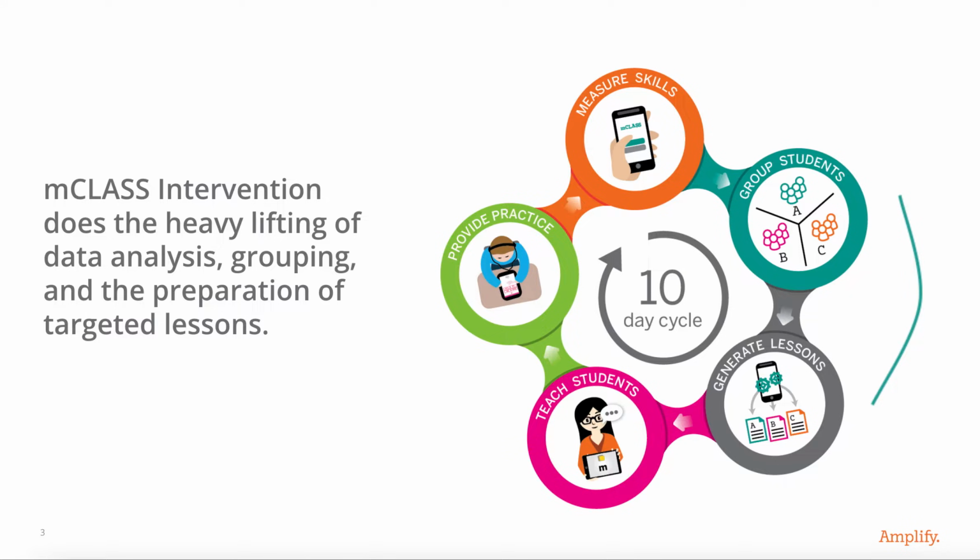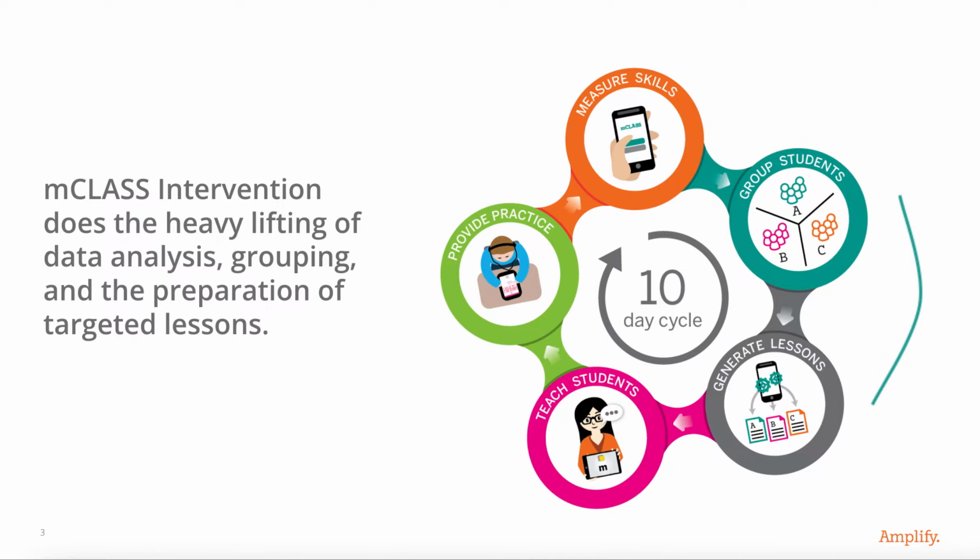Then mCLASS Intervention uses its analytical software to analyze the results of each student, update their profile of what they can and can't do, and identify what they should focus on next. Once each student's profile is updated, mCLASS Intervention then analyzes the results of other students and arranges those students by skill into small groups of up to 4 to 6 students.